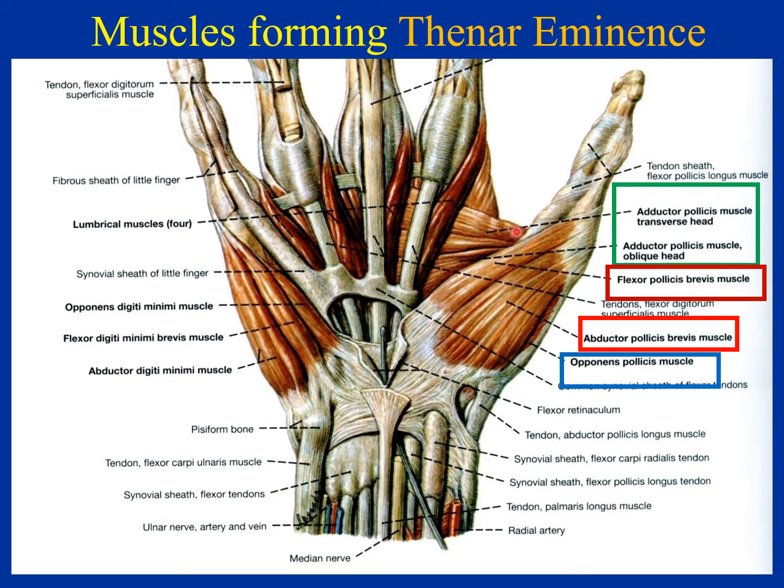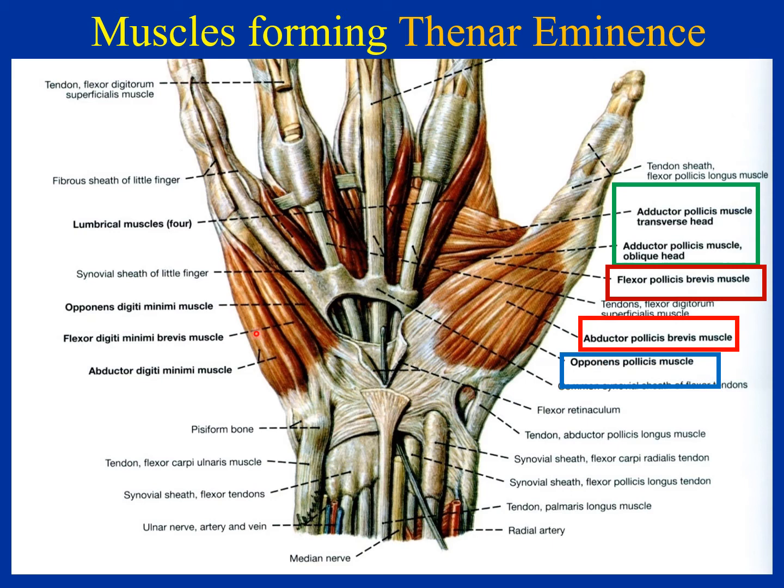Abductor pollicis muscle, which has two heads, transverse and oblique. Then flexor pollicis brevis, then abductor pollicis brevis, and then opponens pollicis. So these are the four muscles which are going toward the thumb. They are forming the eminence, which is known as the thenar eminence. And these are the muscles: abductor pollicis, flexor pollicis brevis, abductor pollicis brevis, and opponens pollicis.